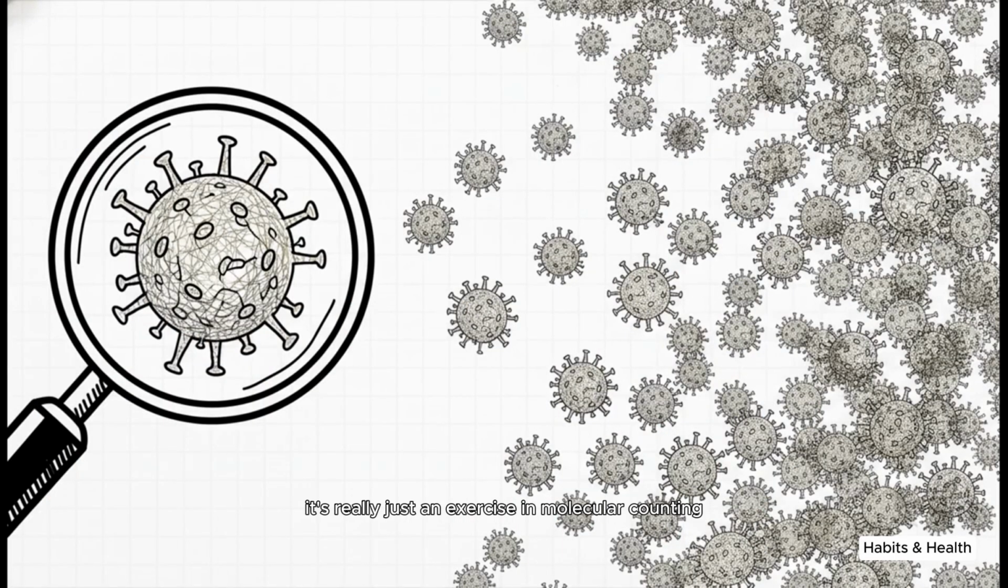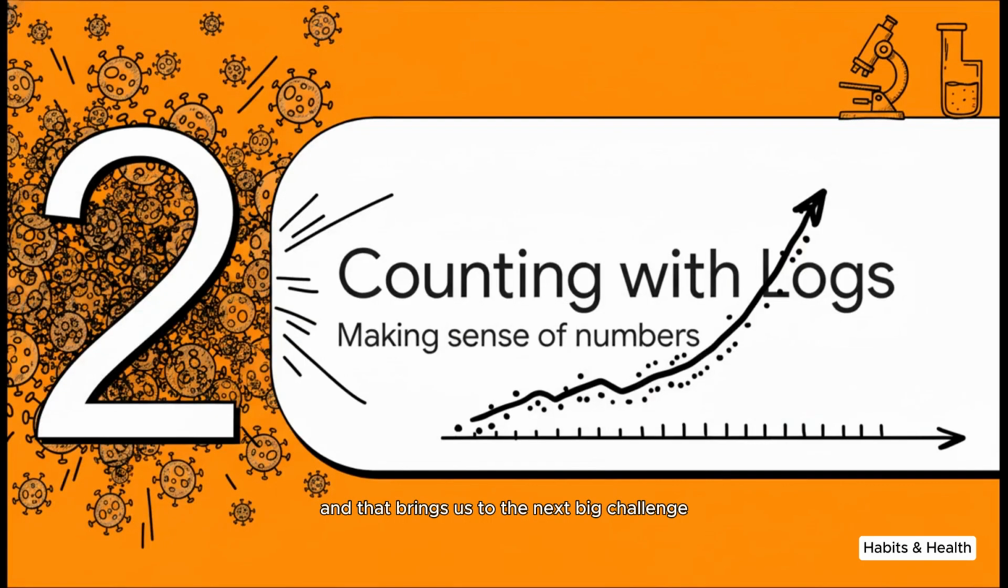Yeah, at its core, it's really just an exercise in molecular counting. It's an incredibly sophisticated way to count tiny individual virus particles. But here's the thing, when a virus starts replicating and goes out of control, those numbers can get really, really big. And that brings us to the next big challenge, right? How on earth do you track a number that can swing from, say, 50 all the way up to 5 million? Just writing down the raw numbers gets super impractical, so doctors and scientists needed a much, much better system.